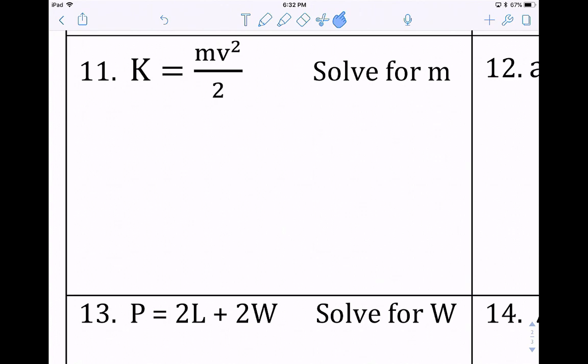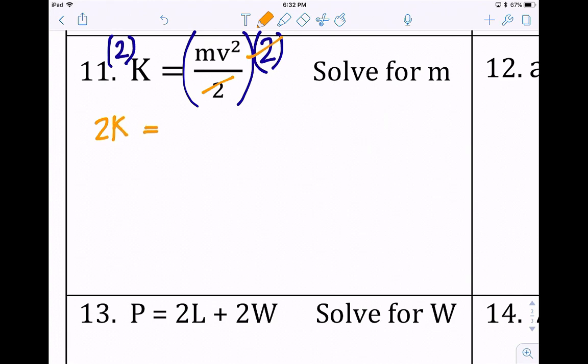So the opposite, again, of dividing by 2 is to multiply by 2. So I'm going to multiply all of this by 2. If I do that on this side, I also have to do that on the other side. So I'm going to multiply this side by 2. When I do that, the 2 here and the 2 here are going to cancel because that's like 2 divided by 2, which is just 1. On the other side, that's going to give me 2k equals, I'm left with mv squared.